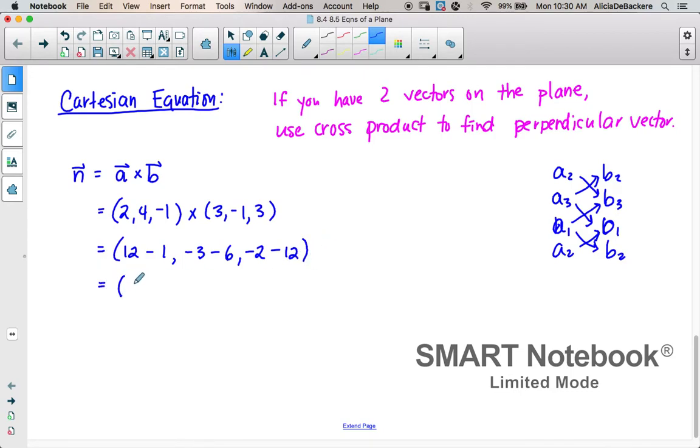And so for my normal vector, I end up with this. And there are many different normal vectors that you could choose, but this is the one I'm going to be looking for, the one that results from the cross product of the two given vectors. All right, so now I'm going to set up my Cartesian equation of a plane. Remember that it looks like this.